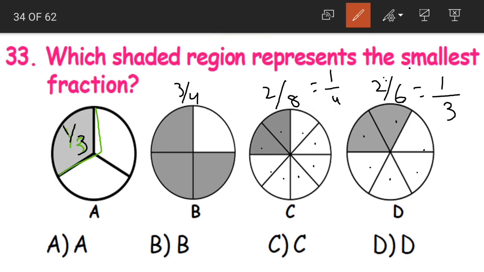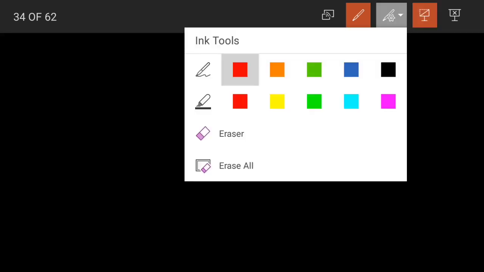Now we want the fraction which represents the smallest shaded region. If you look at the shaded, see this is obviously the largest fraction. This is the figure with the largest shaded region. So we'll just exclude this. Now coming to 1/3, 1/4 and 1/3. These are the other three fractions we are having.